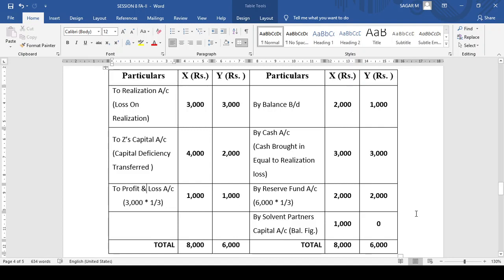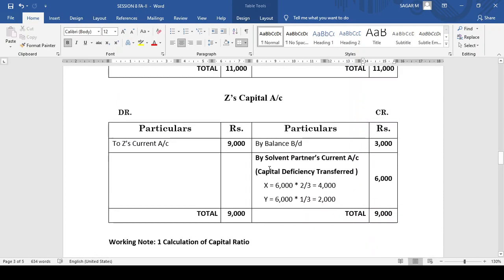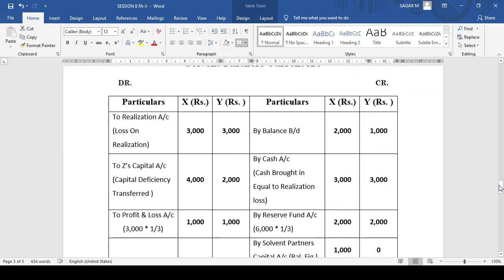After this, on the top, what you prepared just now is the insolvent partner capital account. Here you have written by solvent partners capital account. It is on the credit side. So this entry should be brought to solvent partners capital account, and that too on the debit side, as Z's capital account. So X's share is 4,000, Y's share is 2,000. How did we get this 4,000, 2,000? It is divided based on their capital ratio.